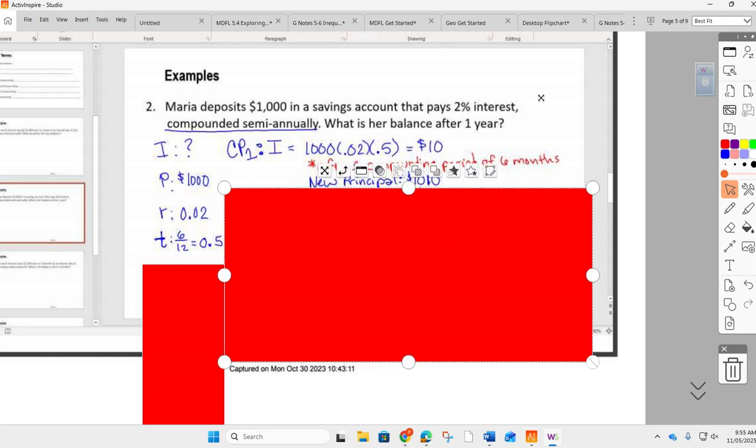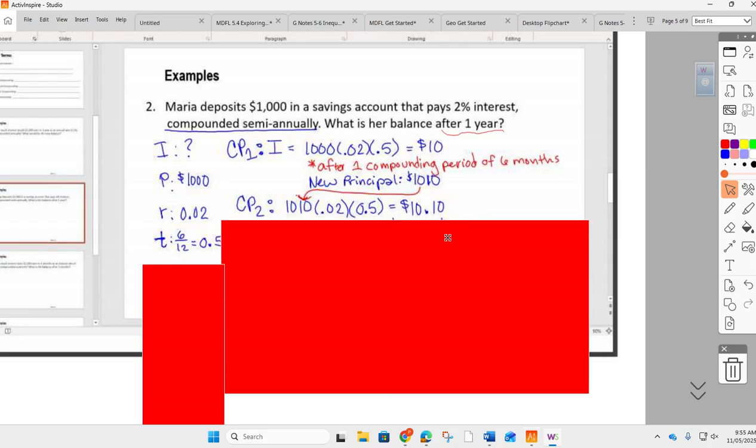Now, we want our balance after 1 year, right? So now we've got to use this new principal. We're going to use a formula just like this. So this is compounding period 1. That was our principal 1 here. Now we've got to use a different value for the principal because she has a different amount that she's earning interest on now. She's earning interest on the principal plus the $10 in interest.